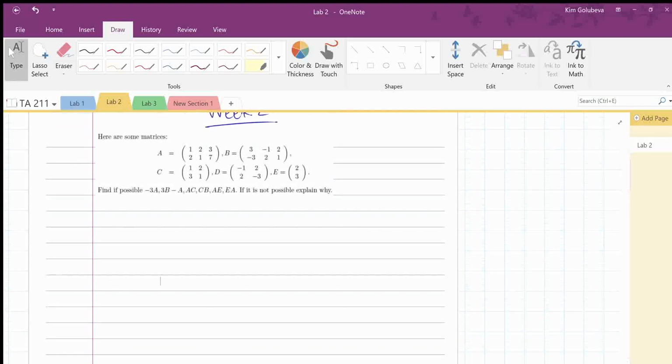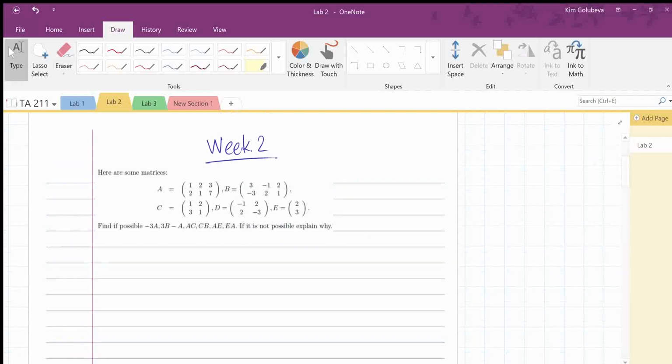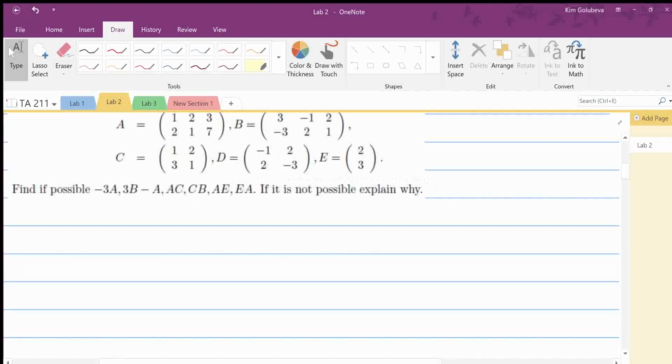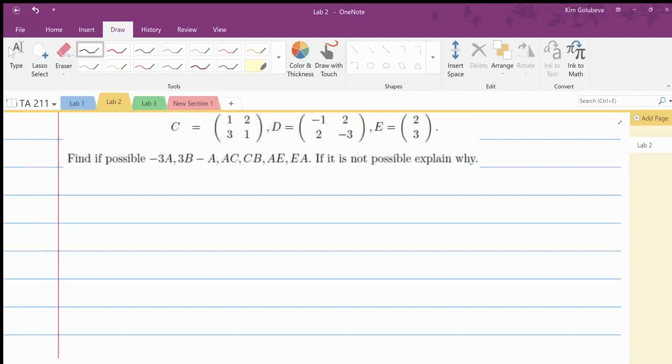So in this video, we'll be going over the solutions to Lab 2 problems. Lab 2 is mainly focused on operations with matrices, so multiplying matrices together and adding and subtracting them. Before we get into the problems, we'll quickly talk about the rules for adding and subtracting as well as multiplying.